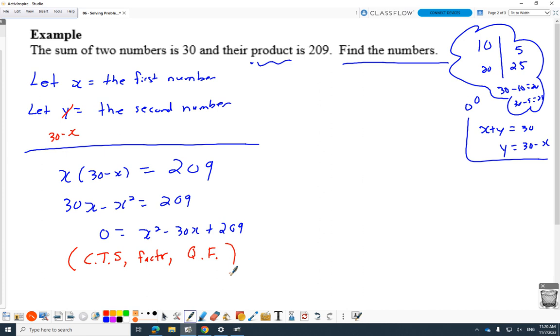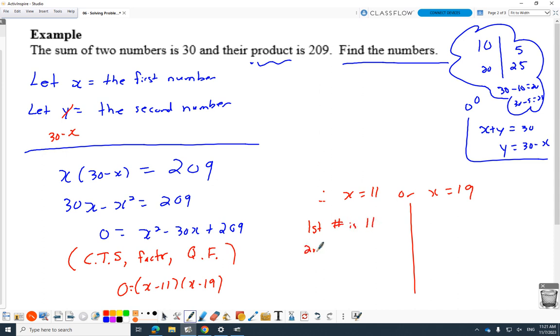And then we found out it was x minus 11 and x minus 19. Therefore, x equals 11 or x equals 19. So there's two separate answers here. The first number could be x. The first number is 11.